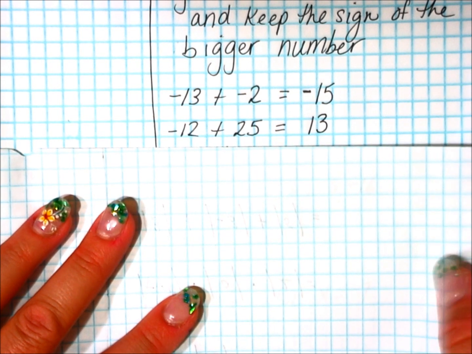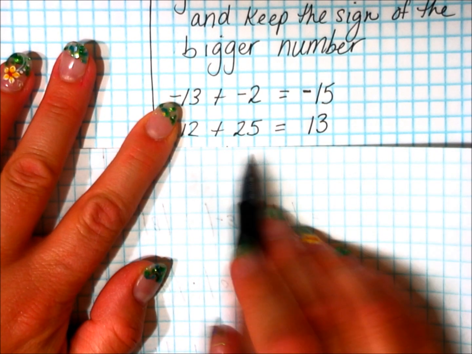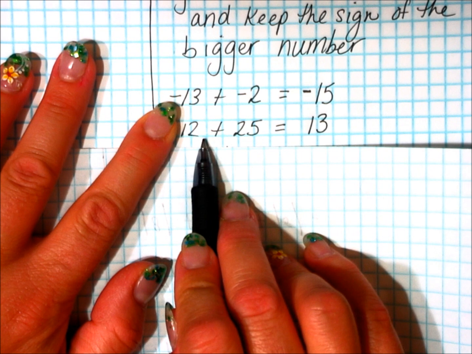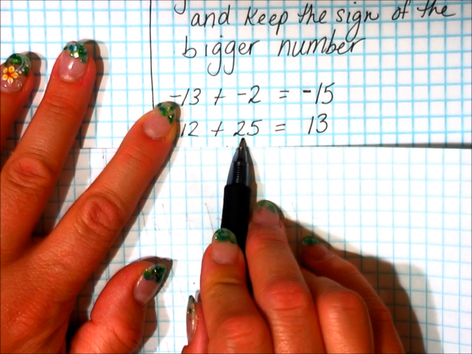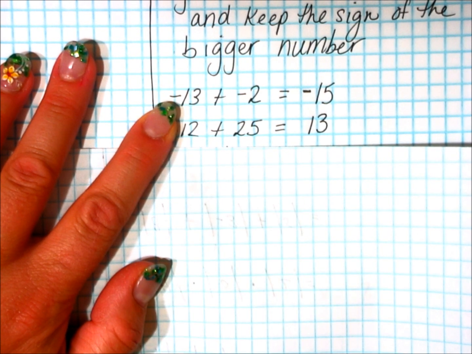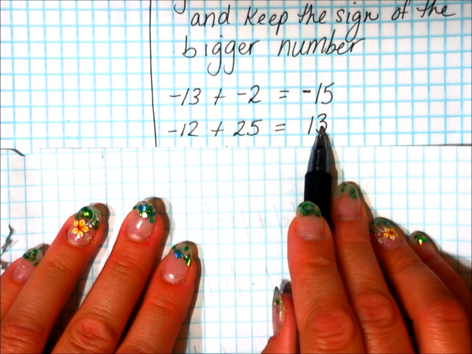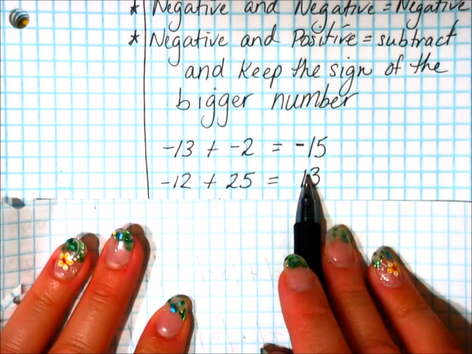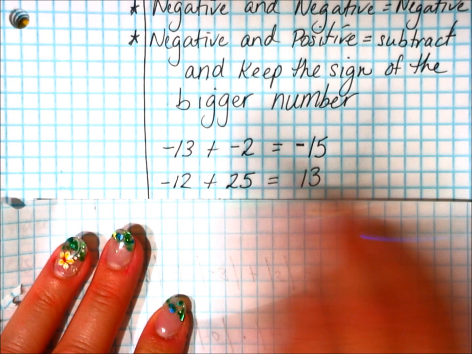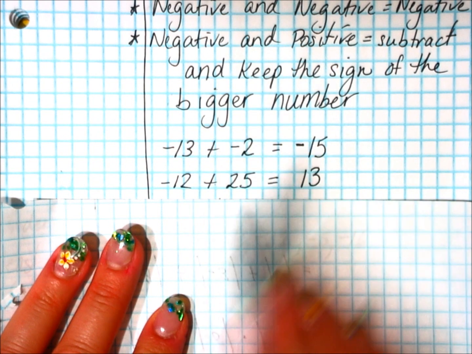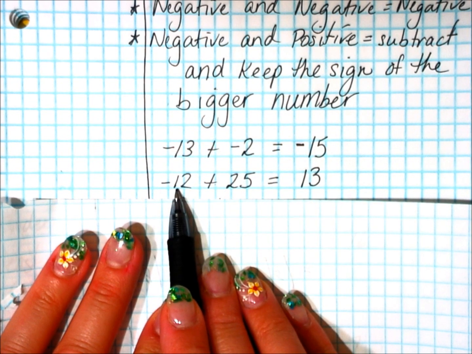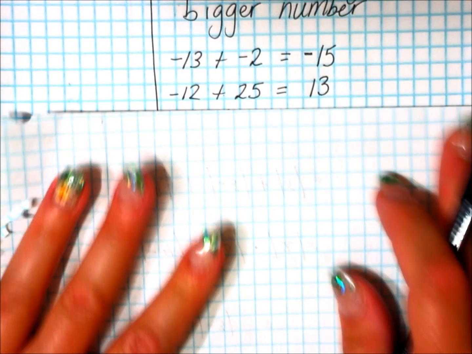And then you ask yourself, which number's bigger? Not -12, 12 and 25. So you're looking only at their absolute values. Well, 25 is larger than 12. And since 25 is positive, 13 is positive. And that's where we say here, subtract them and keep the sign of the bigger number. 25 is larger than 12, so it will be positive.